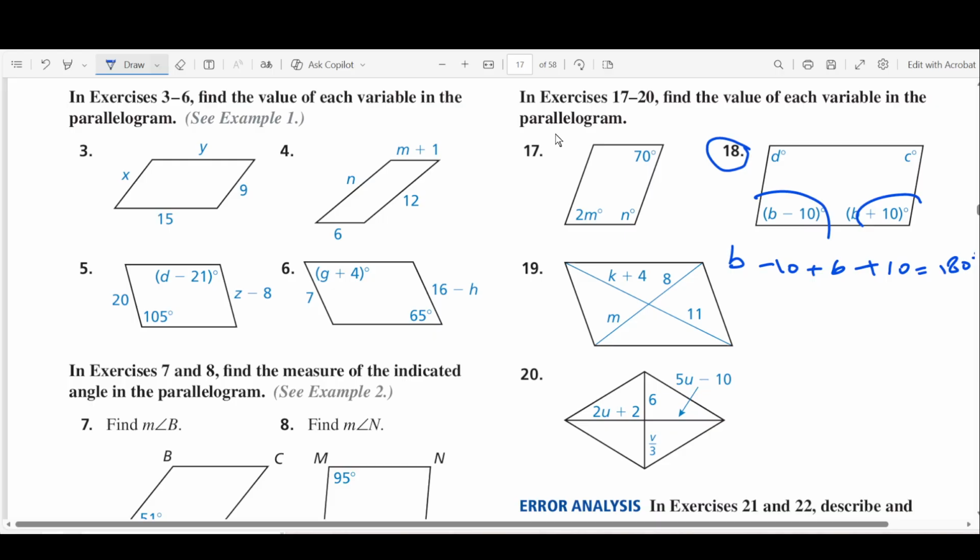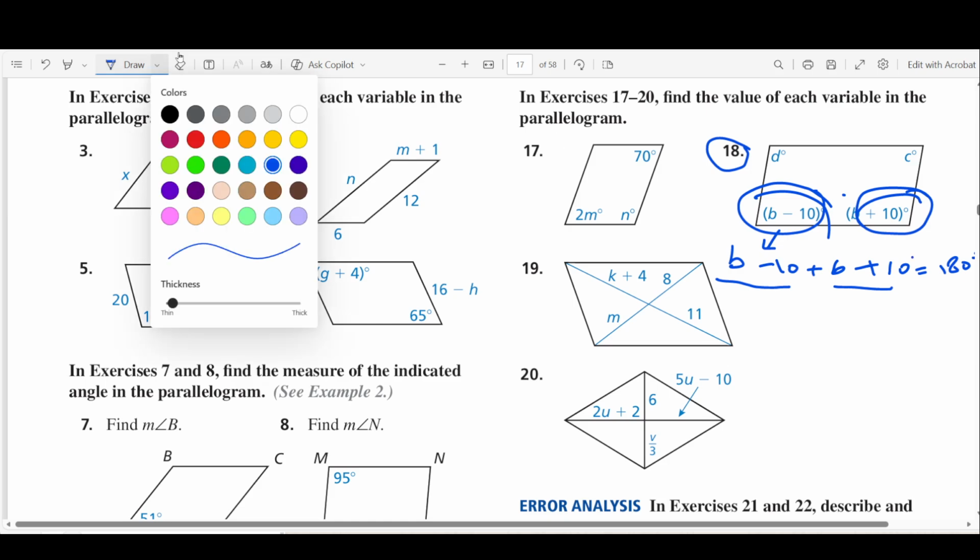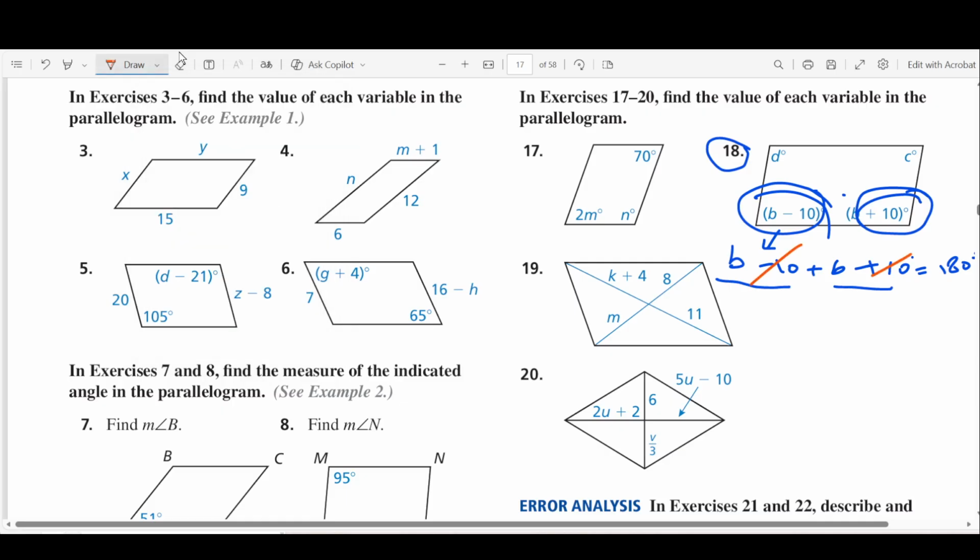Ah, okay. This angle and this angle, they are adjacent. So in parallelogram, adjacent angles always add up to 180. So I just wrote B minus 10, which is this angle, and B plus 10, their sum is 180. This is plus 10, this is minus 10. So this will cancel out, right? And B plus B gives us 2B. And here we have 180 degrees.